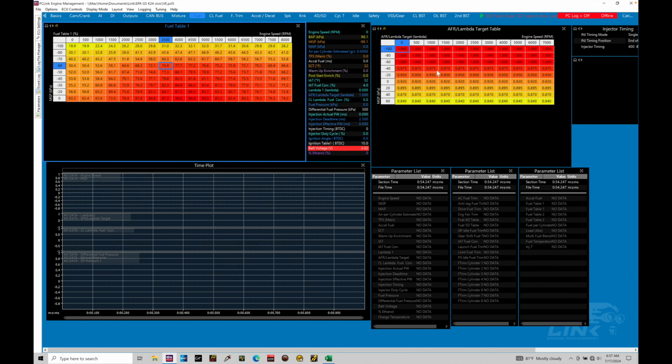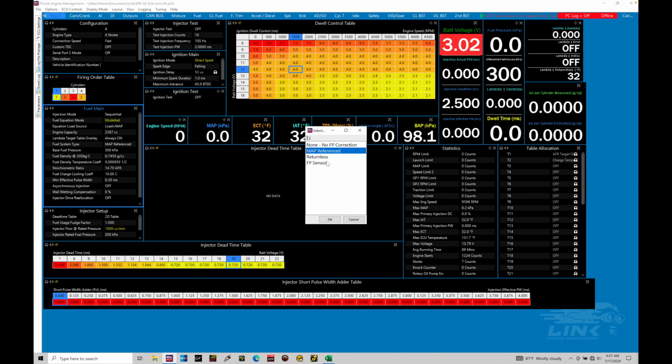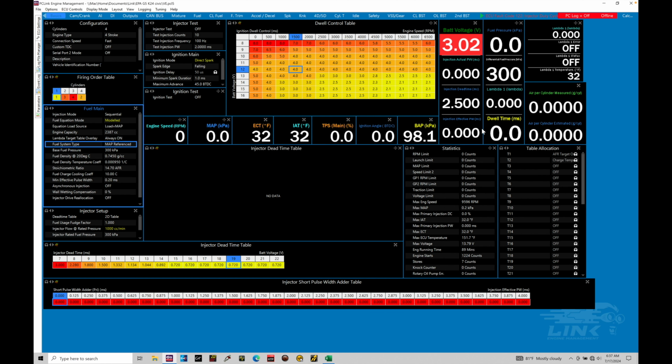Now the fuel mass gets converted into an injector pulse width, knowing a couple different variables. We have to enter in the injector size that we're dealing with at whatever the rated pressure is going to be. Link will take a look at our fuel system type, whether it's map referenced, returnless, or running a fuel pressure sensor, and it can calculate then what the conversion of fuel mass into a base injector pulse width is going to be. That's going to be our injector effective pulse width.